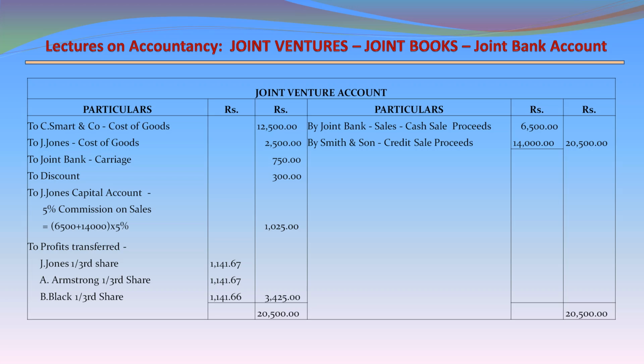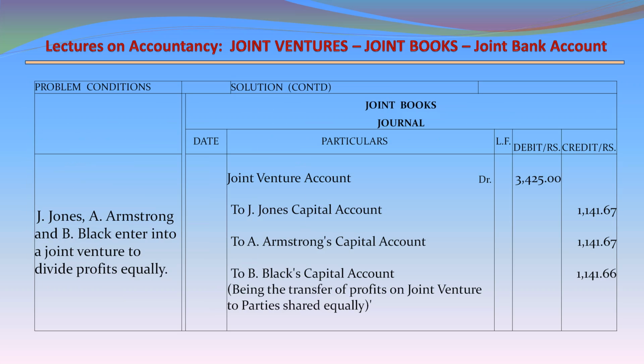The profit is shared equally by the parties: J. Jones 1/3, A. Armstrong 1/3, B. Black 1/3, a share of Rs 1,141.67 each. Now we need to pass a journal entry for transferring the profit to capital accounts. Joint venture account debit 3,425 to J. Jones capital account, to Armstrong capital account, to B. Black's capital account 1,141.67 each, being the transfer of profits on joint venture to parties who shared profits equally.